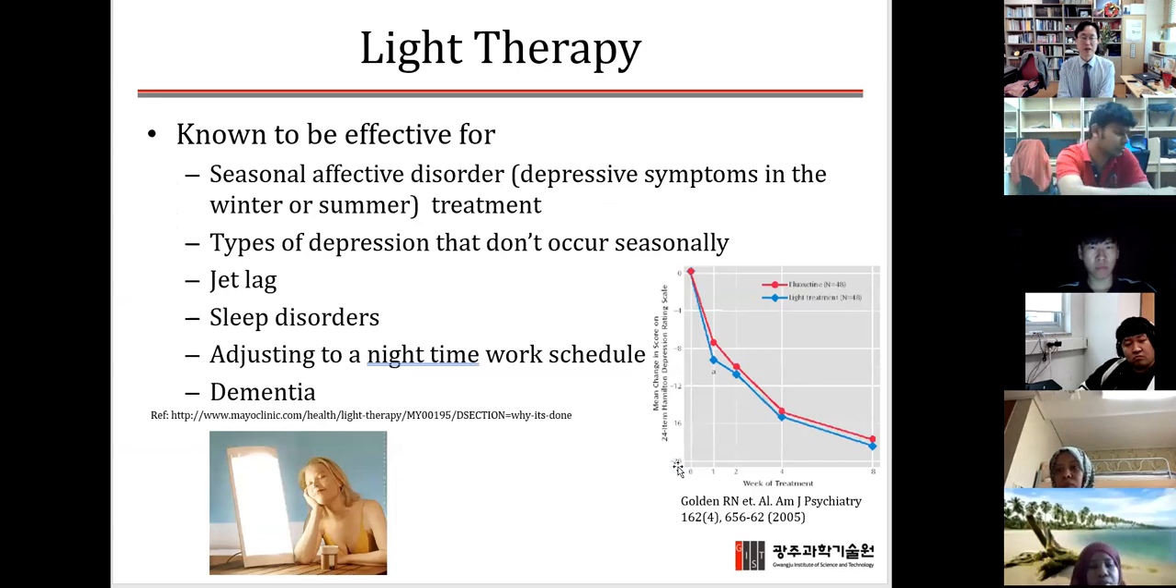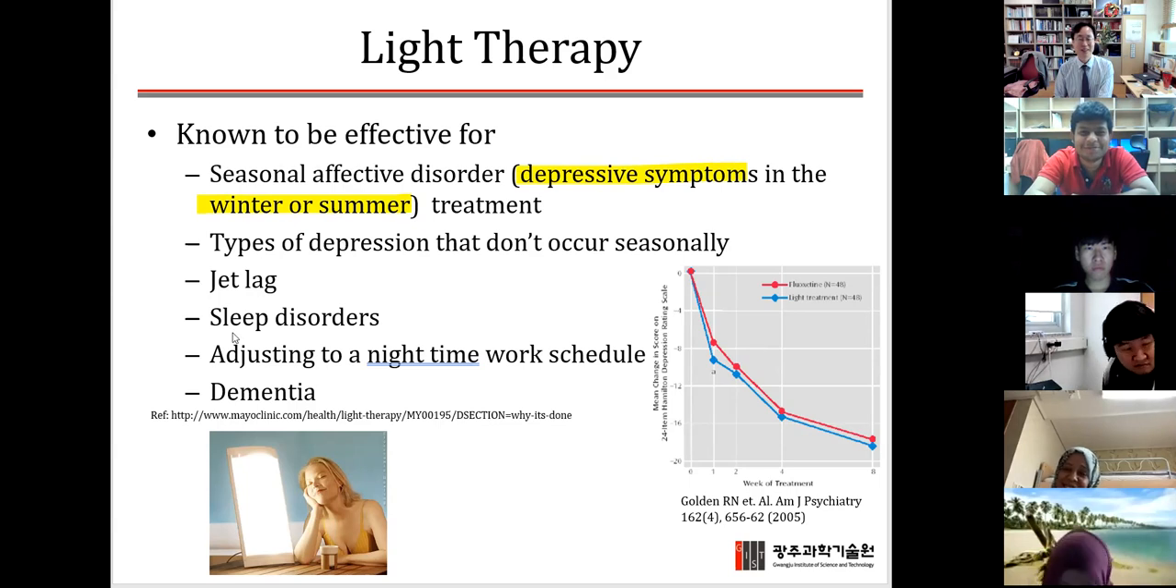Also, this LLT or light therapy can be effective for seasonal affective disorder, such as the depressive symptoms in the winter or summer. So depending on the season, some people feel depression. I hope all of you do not feel the depression. When you feel the depression, please go outside so that you expose yourself to the sunlight. That actually helps. And just take some time to walk around, or just come to my office and talk with me. It may help you relieve the depression.